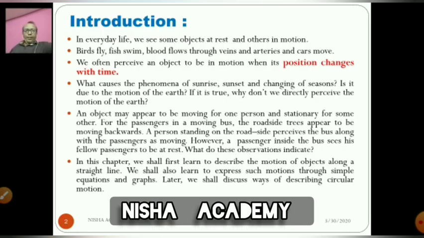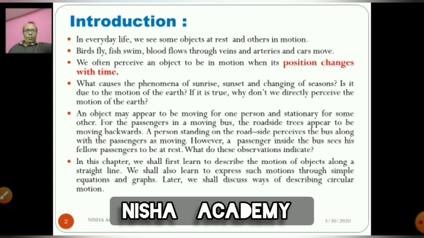In everyday life, we see some objects at rest and others in motion, like birds flying, fish swimming, blood flowing through our veins and arteries, and cars moving. We often perceive an object to be in motion when its position changes with respect to time.